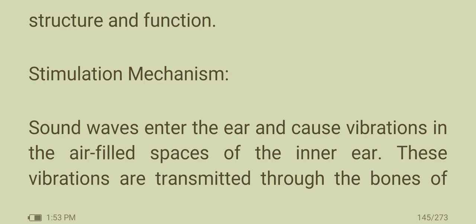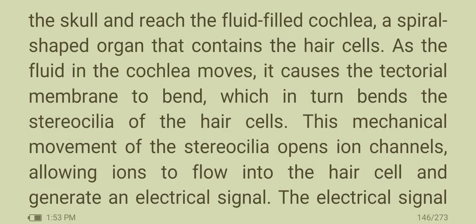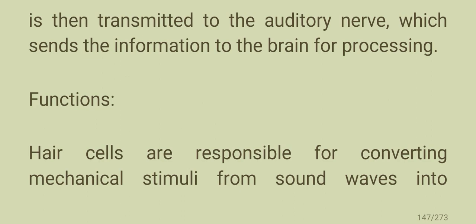Then the stimulation mechanism: sound waves enter the ear and cause vibrations in the air-filled spaces of the ear. These vibrations are transmitted through the bones of the skull and reach the fluid-filled cochlea, a spiral-shaped organ that contains the hair cells. As the fluid in the cochlea moves, it causes the tectorial membrane to bend, which in turn bends the stereocilia of the hair cells. This mechanical movement of the stereocilia opens ion channels, allowing ions to flow into the hair cell and generate an electrical signal. The electrical signal is then transmitted to the auditory nerve, which sends the information to the brain for processing.